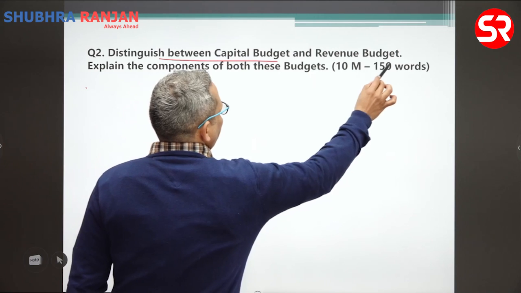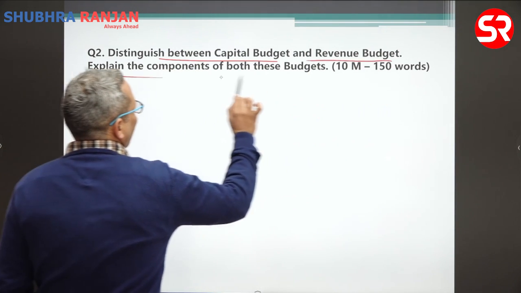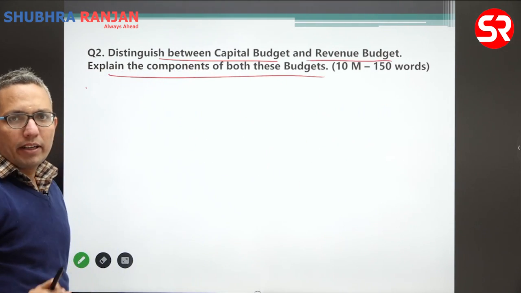Distinguish between capital budget and revenue budget. Explain the components of both these budgets. Again, very, very straightforward question.